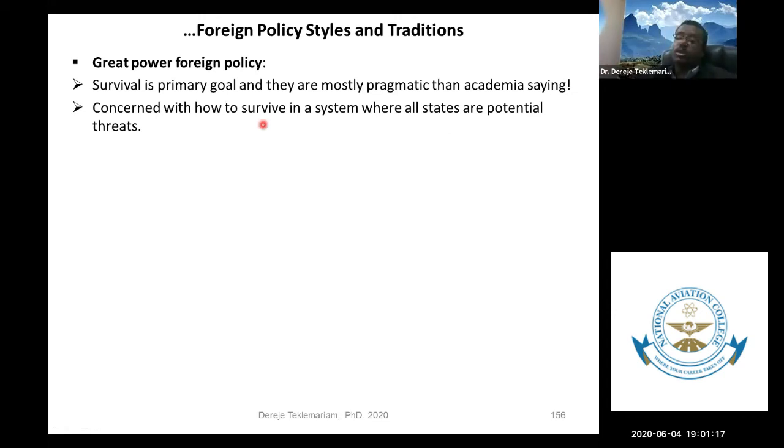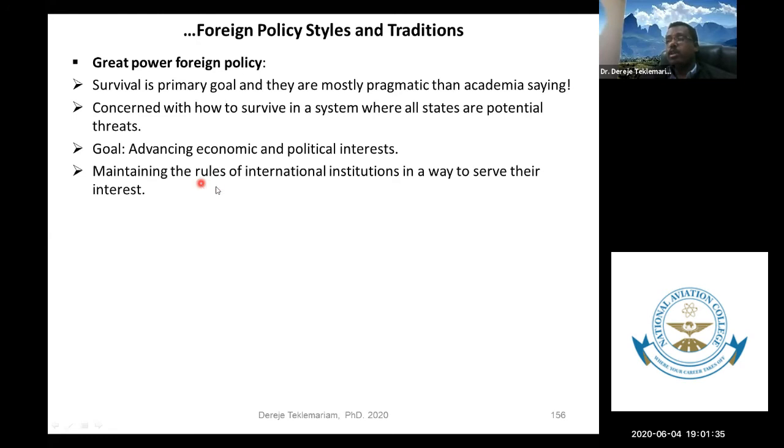It's not like when they survive, like Djibouti or Kenya. So the goal of great powers in their foreign policy is advancing economic and political interests. They never separate them, okay? So what do they do? They use their leverage, especially in maintaining the rules of the game in many international institutions in their own interest. For example, it can be the UN, it can be whatever.